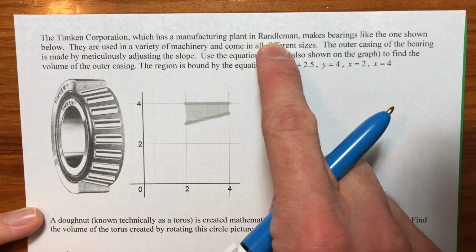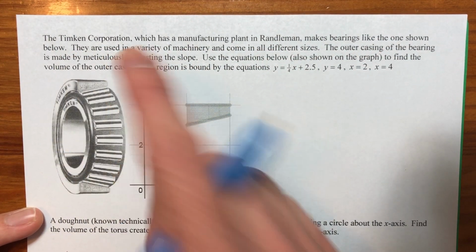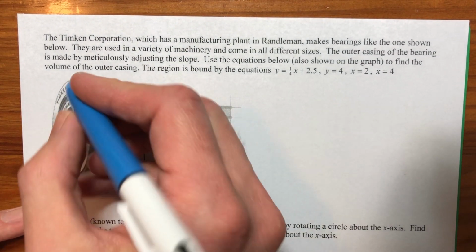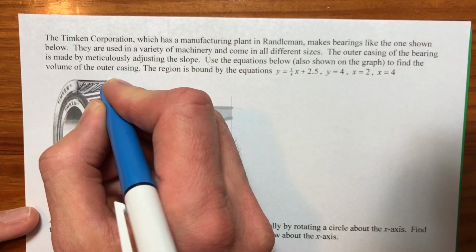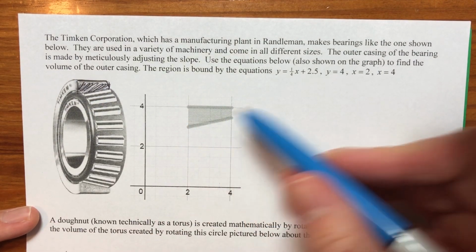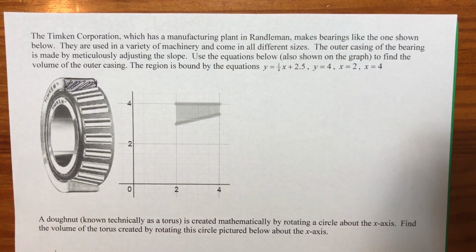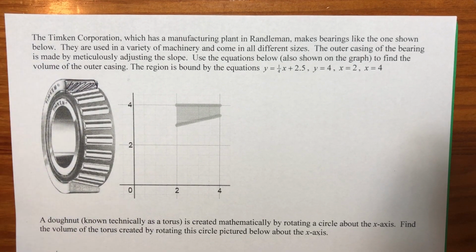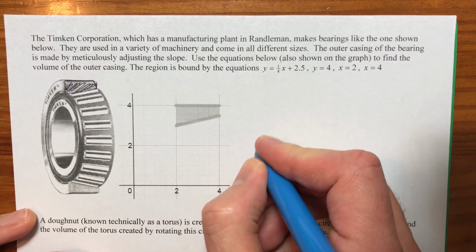Timken Corporation, they have a manufacturing plant in Randleman. They make bearings like the one shown below toward the plant. Really neat place. And so if I wanted to know the volume of this that I'm coloring right here, then basically it would be this shape but rotated. And so I've given you some equations that we're going to rotate, but we have to figure out what's on top, what's on bottom, what functions are on the top, what functions are on the bottom, what the integral is going to look like. So we know there's an integral, so let's go ahead and put it.